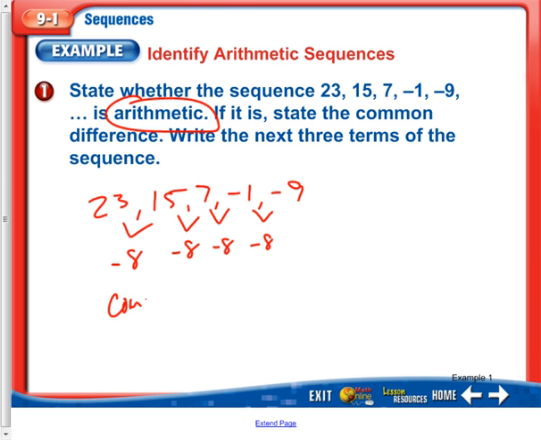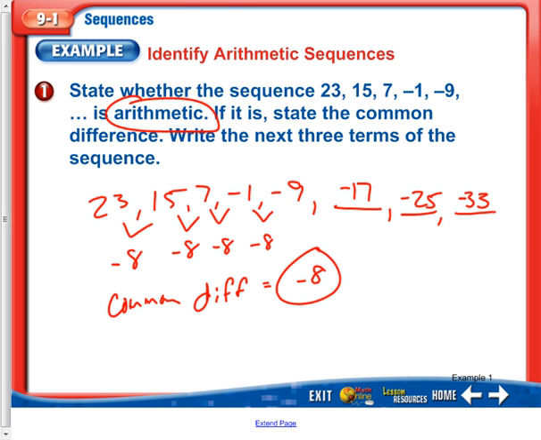So common difference equals -8. And then it says write the next 3 terms of the sequence. So if I put 3 blanks here for myself, if I subtract 8 again, I'm going to get -17. Subtract 8 one more time, -25. And subtract 8 one more time, I'm going to have -33. Those will be the next 3 terms. So you have a couple different answers here. Common difference is -8, and your next 3 terms are -17, -25, and -33.